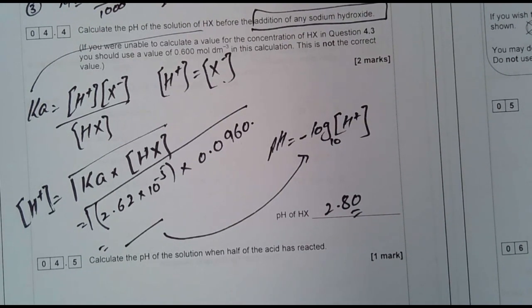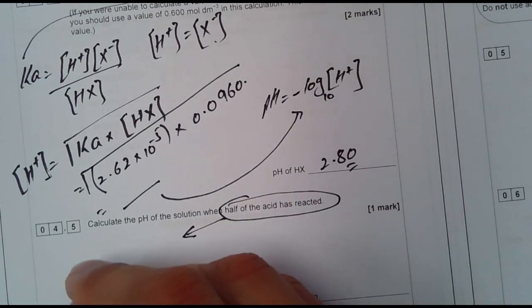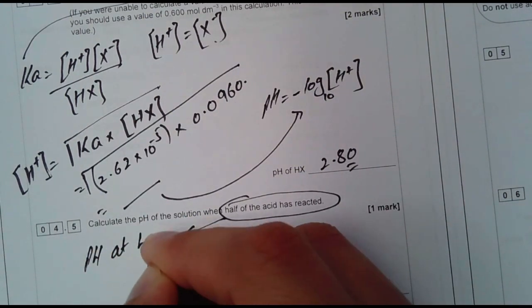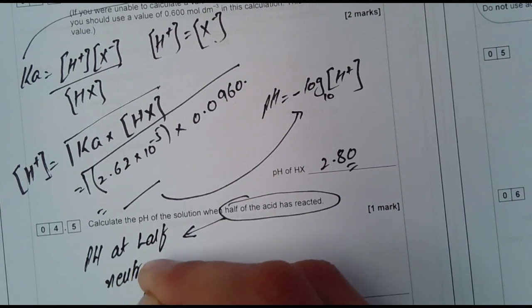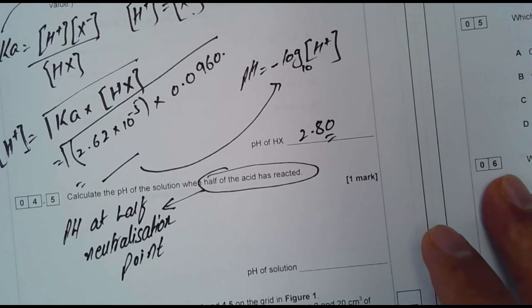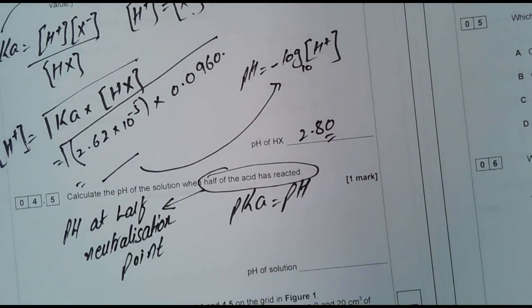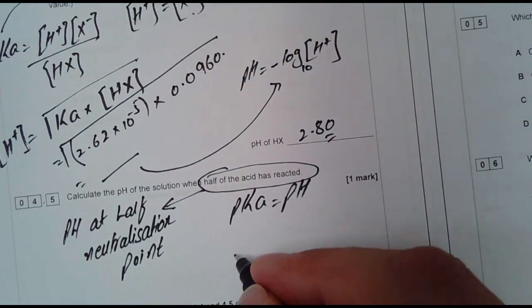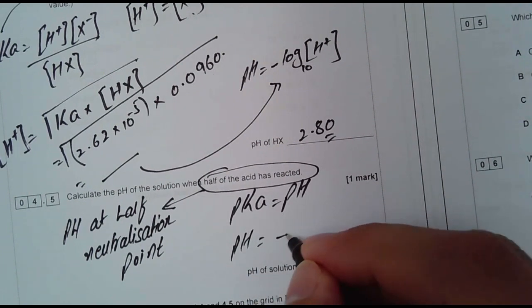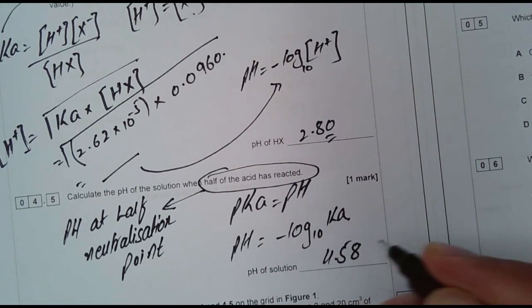Now the next question says calculate the pH of the solution when half of the acid has reacted. Half of the acid has reacted. This means they are talking about pH at the half neutralization point. When this is the case, then pKa is the same as pH. So if you do that, you will end up with pH being equal to minus log 10 Ka, and the value of Ka is already known. From there, you will end up with the value of pH being 4.58.